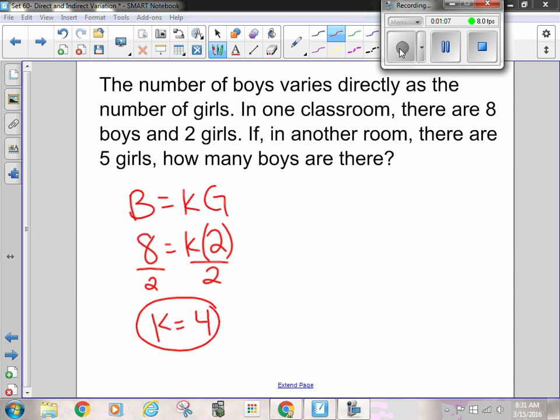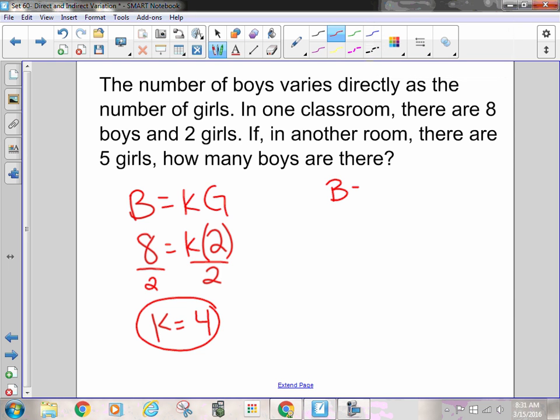So I'm going to use that in my next sentence. If in another room there are 5 girls, how many boys are there? So we don't know how many boys. We have our constant of proportionality is 4, and there are 5 girls. Okay, so when we go ahead and do that, we multiply 4 times 5. There are going to be 20 boys.